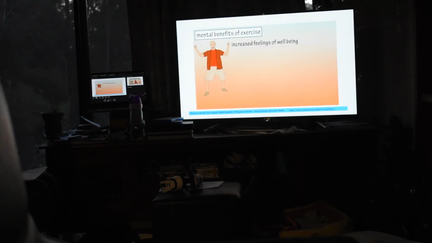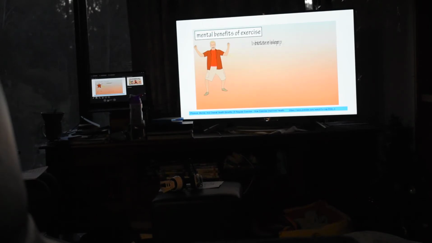Number 1, increased feelings of well-being. Exercising enhances the action of endorphins and enkephalins, which improve natural immunity and reduce the perception of pain. Regular exercise can also improve mood, feelings of having more energy, and overall quality of life.